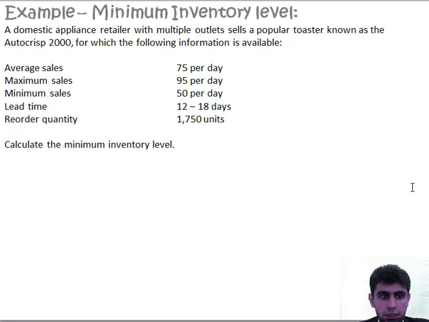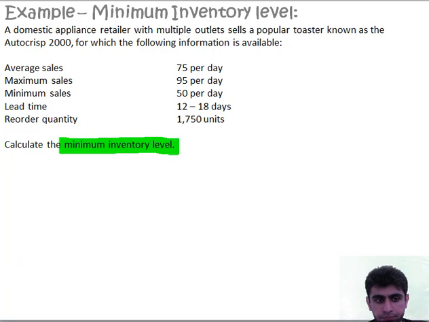A domestic appliance retailer with multiple outlets sells a popular toaster known as AutoCrisp 2000, for which the following information is available. We have average sales of 75 per day, maximum sales are 95 per day, minimum sales are 50 per day. Lead time can be from 12 to 18 days, which means minimum lead time is 12 and maximum lead time is 18. Reorder quantity is 1750 units. And we have been asked to calculate the minimum inventory level.